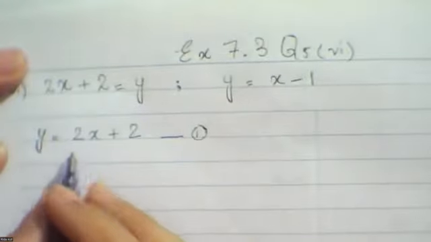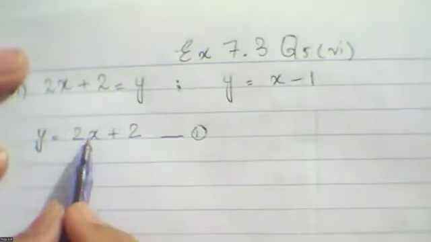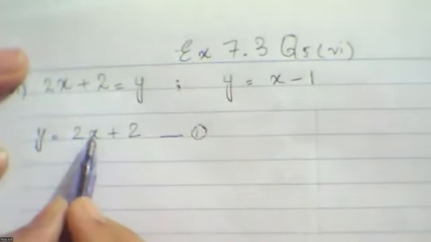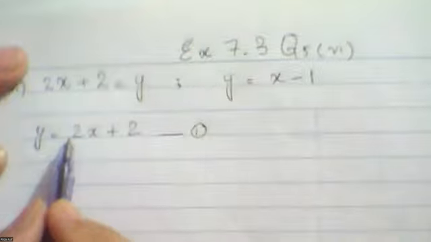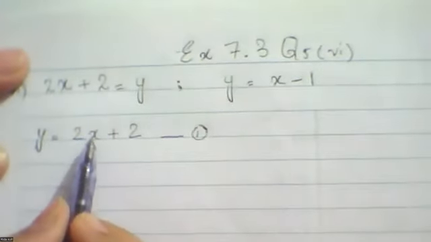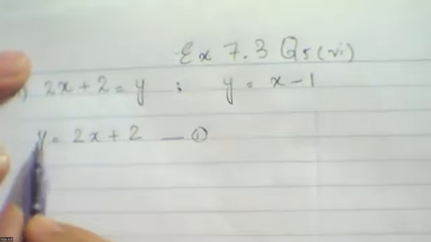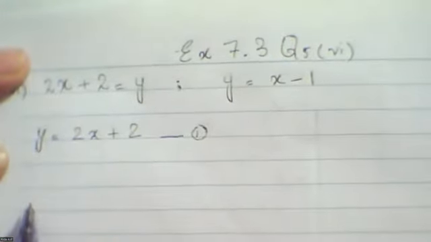Students, what we have to do first, we have to put any 4 values of x in this given equation. We can take any 4 values of x. We have to put these values of x over here and we can get the values of y. So let's start the question.